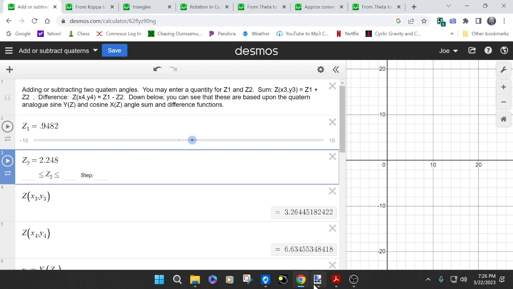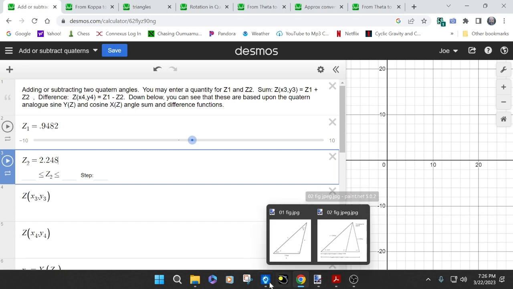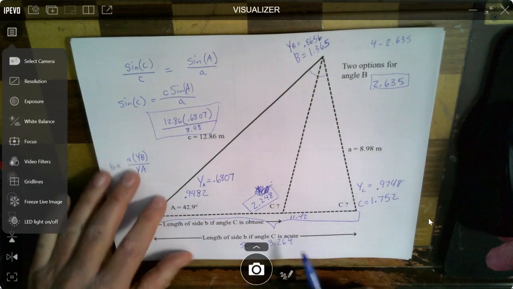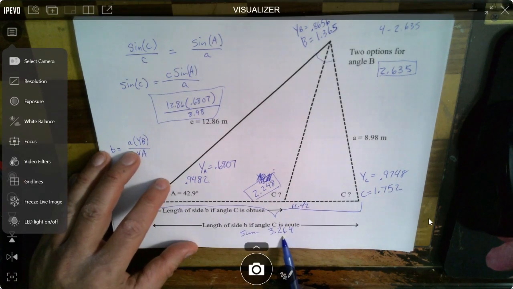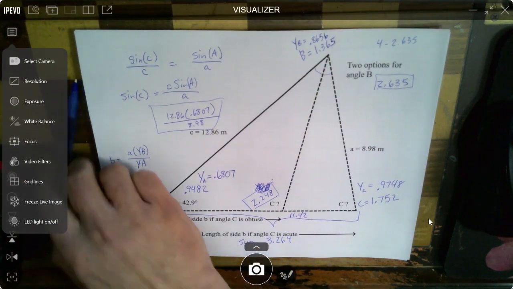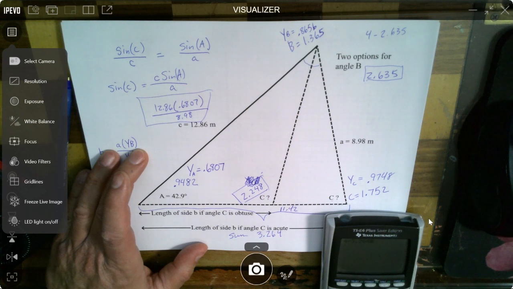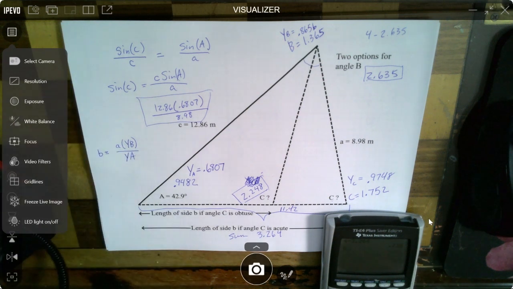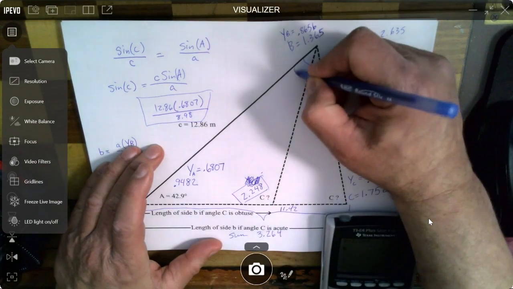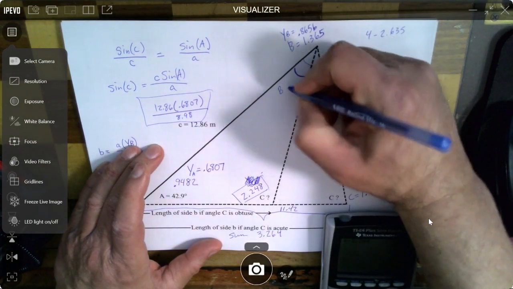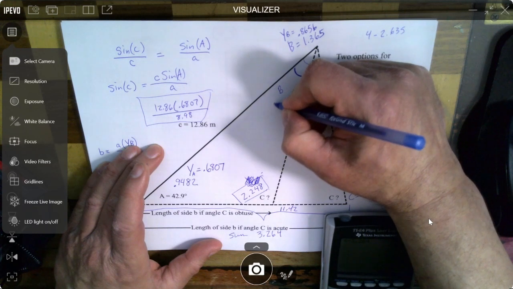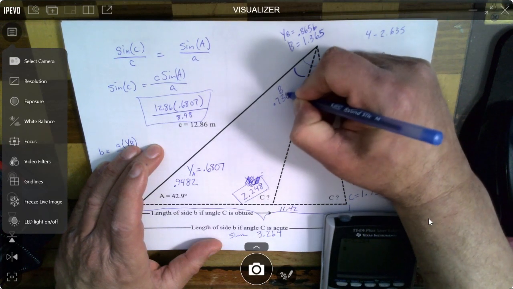Now, since this is the new sum, all we have to do is 4 minus that, and then we'll know what our new angle B is. So 4 minus 3.264. So we have a new angle B of 0.736. So this angle B here is 0.736.